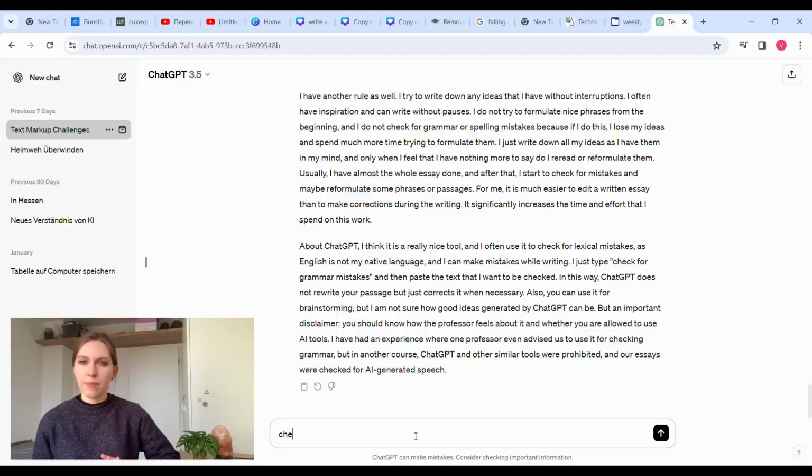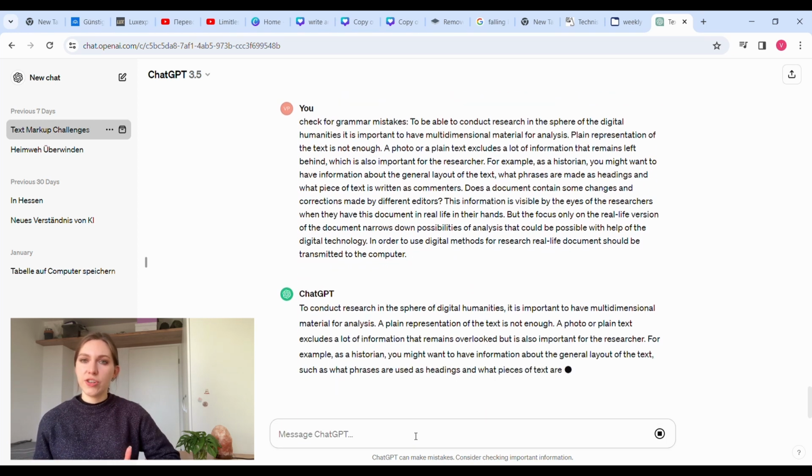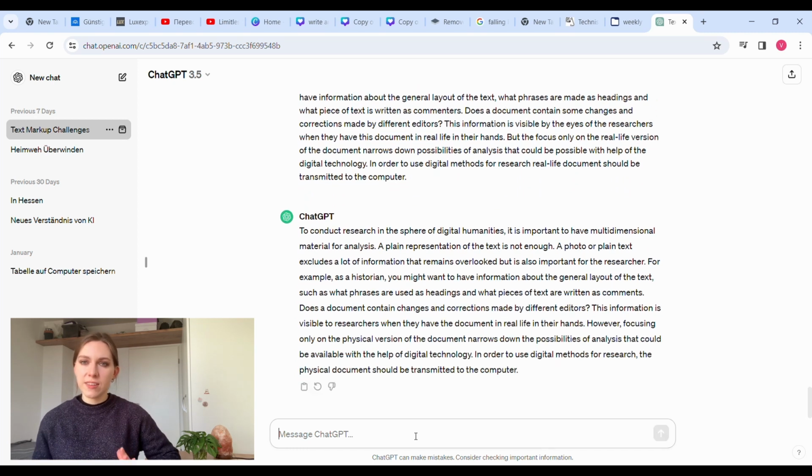About ChatGPT and other AI tools, I think it's a really nice technology that we can use during writing essays. Usually I write a prompt like "check for grammar and lexical mistakes", and after that I just copy and paste the passage that I want to be checked there, and in this way ChatGPT just checks your passage without rewriting it. Because when it rewrites your passage, it can be too digital, produced digitally, it can be seen obviously, so I type it in this way so that it just checks my essay and does not rewrite it.